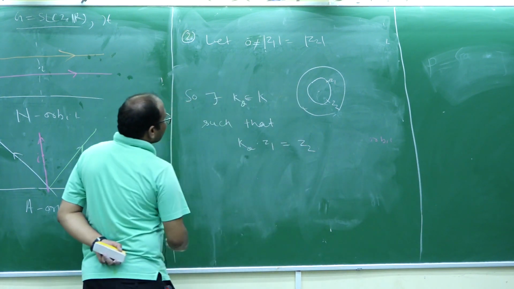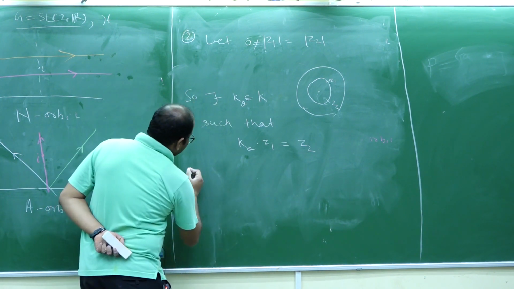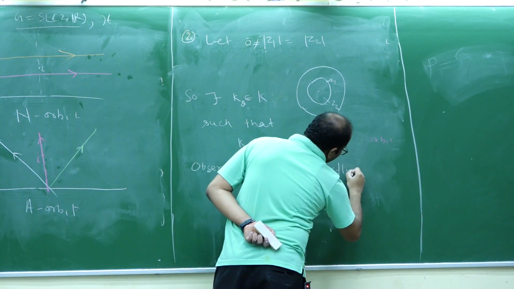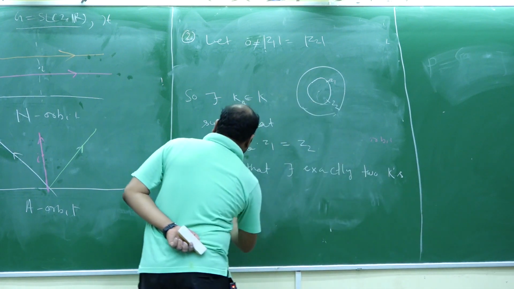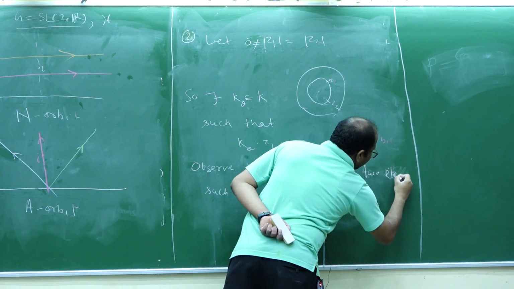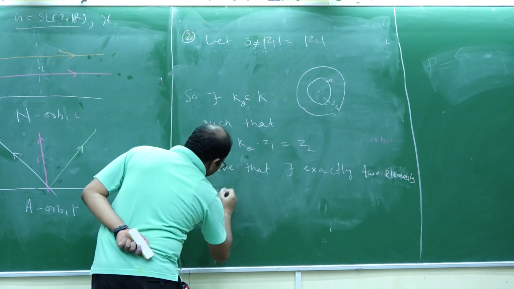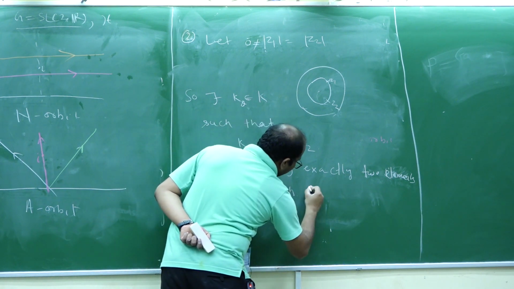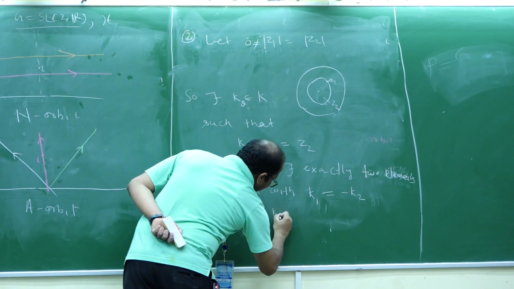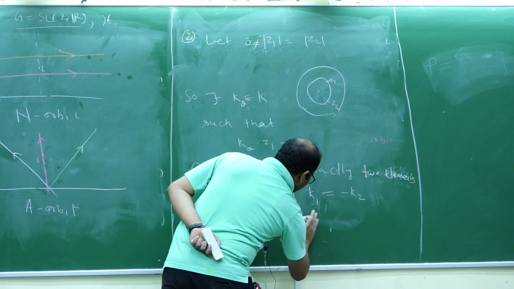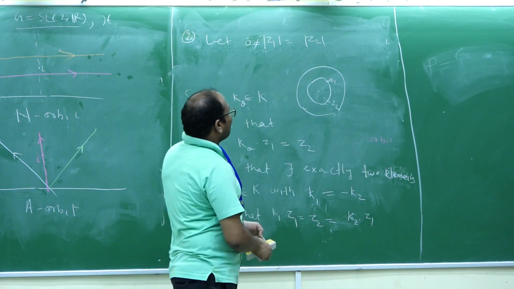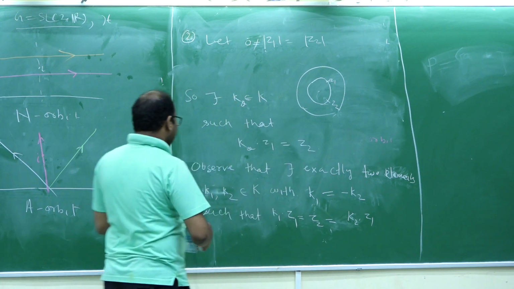Okay? So that this k_theta Z1 is equal to Z2. So observe that there exist exactly 2 elements K1 and K2 belonging to K, with K1 equal to minus K2, so that K1 Z1 is equal to Z2 is equal to minus K2 Z2. There will be one rotation and the other rotation is theta plus phi. That will correspond to that.